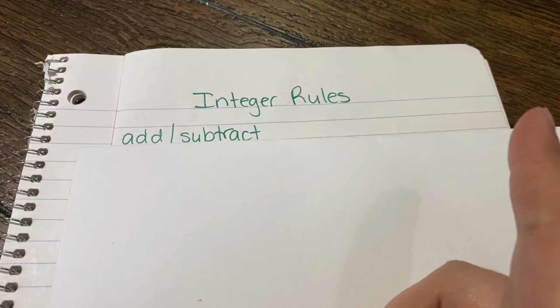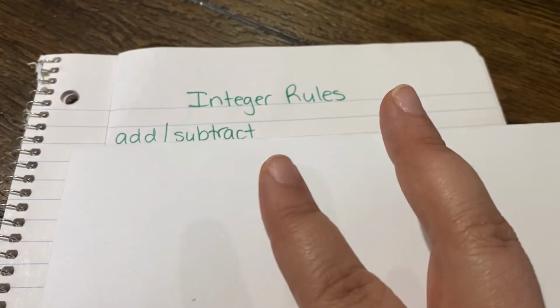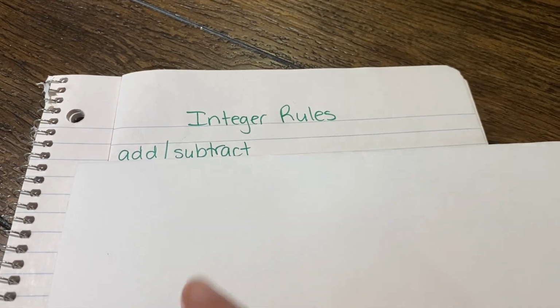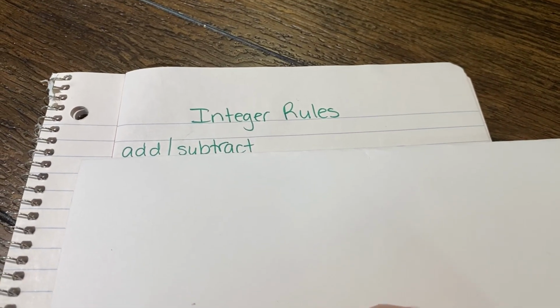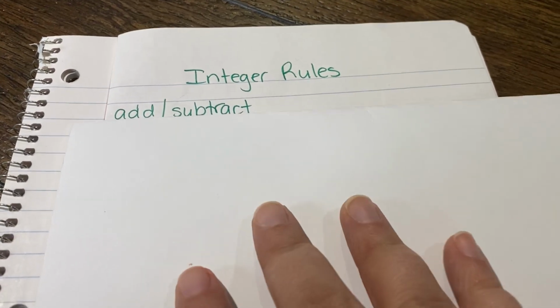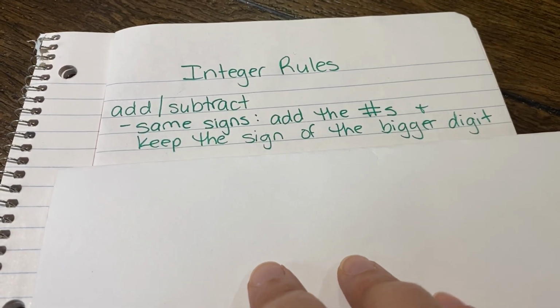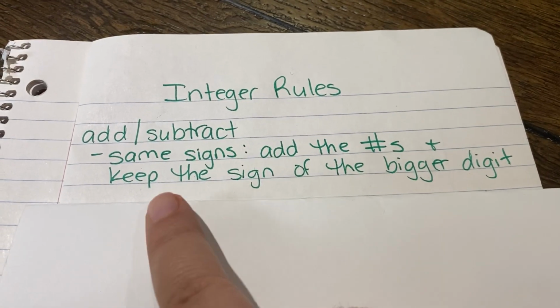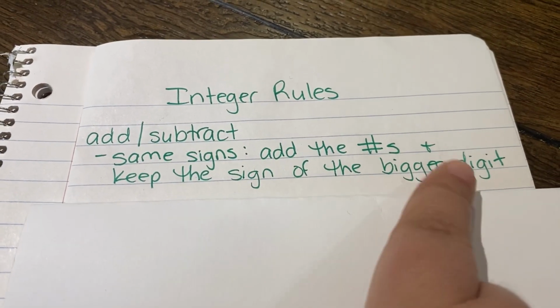When I say that, I mean, are both numbers negative? Are both numbers positive? Is one number negative and the other number positive? That's what I'm talking about, same sign, different signs. All right, so the first rule is if the signs are the same. When the signs are the same, you add the numbers and keep the sign of the bigger digit.